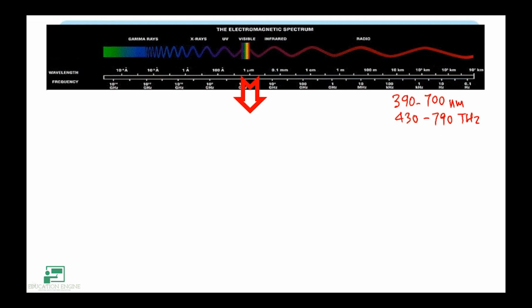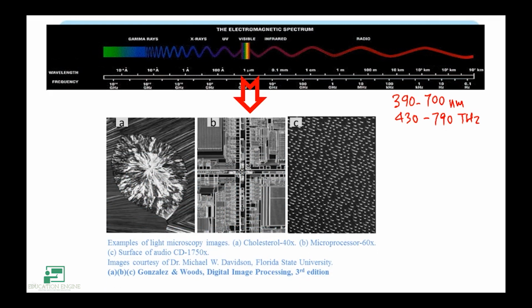Imaging in the visible band outweighs by far all the others in terms of the breadth of the applications. Light microscopy is an area with a wide range of applications. We show here 3 images obtained by a light microscope, and you see a cholesterol magnified 40 times, a microprocessor magnified 60 times, and the surface of an audio CD magnified 1750 times.